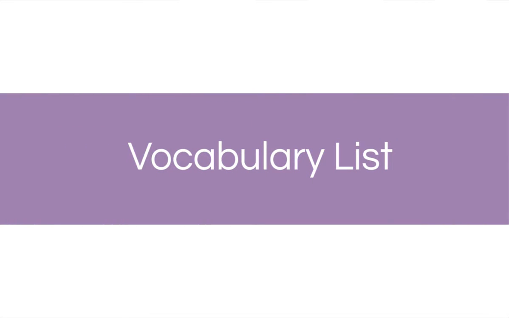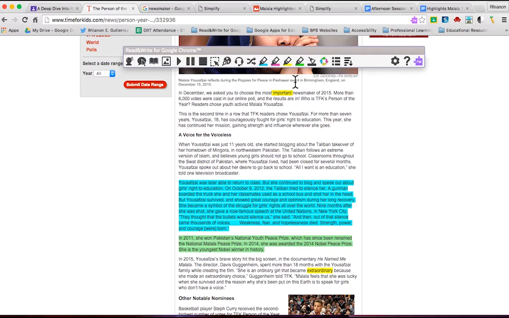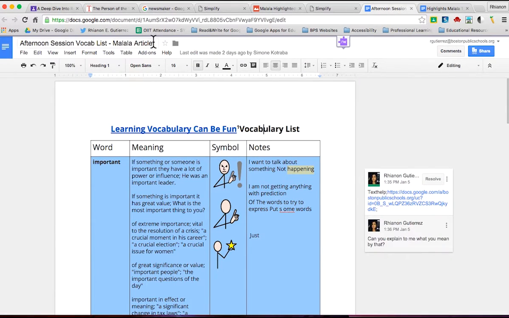Let's do something with the yellow. I'm going to go ahead and click on the vocabulary icon. It's right in between Collect Highlights and Simplify. It looks like a list with 3 lines. Once I click on that icon, it takes a few beats and then it generates a vocabulary list that looks like the afternoon session vocab list.